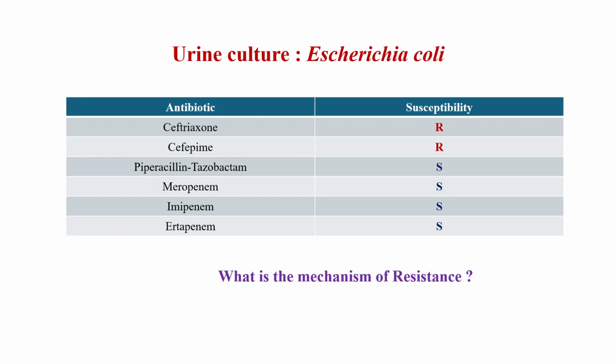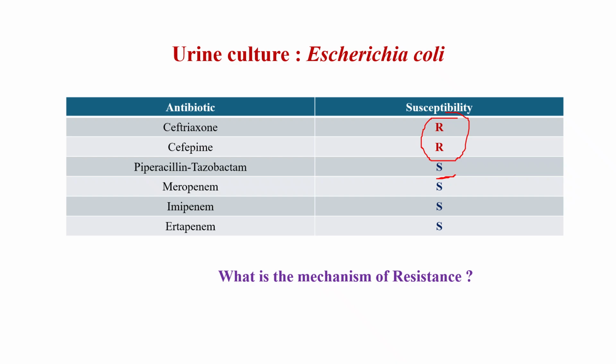So let us go through a few of the culture reports. So this is a urine culture showing E. coli. It is ceftriaxone resistant, cefepime resistant. So it is resistant to both third and fourth generation cephalosporin, susceptible to beta-lactamase inhibitor. So the likely mechanism of resistance is extended spectrum beta-lactamases.